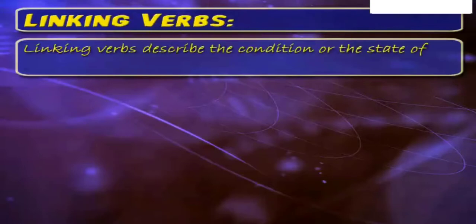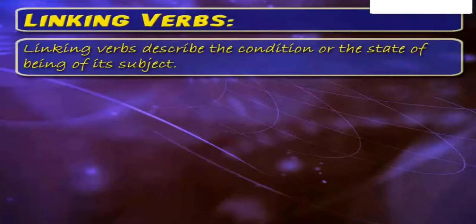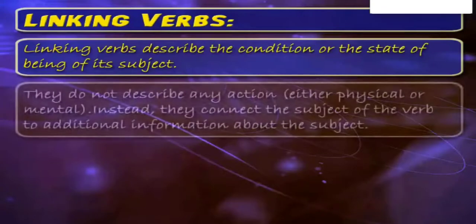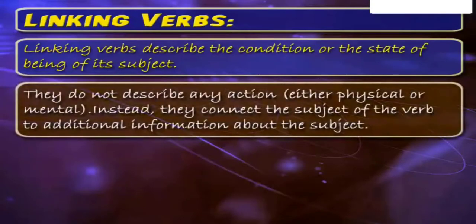Next type of verbs are called linking verbs. By definition, verbs that describe the condition or the state of being of its subject are called linking verbs. So verbs that join the subject of a sentence to a complement are called linking verbs. Linking verbs are not used to explain any action, either physical or mental, but they are used to connect the subject of the verb to additional information about the subject.